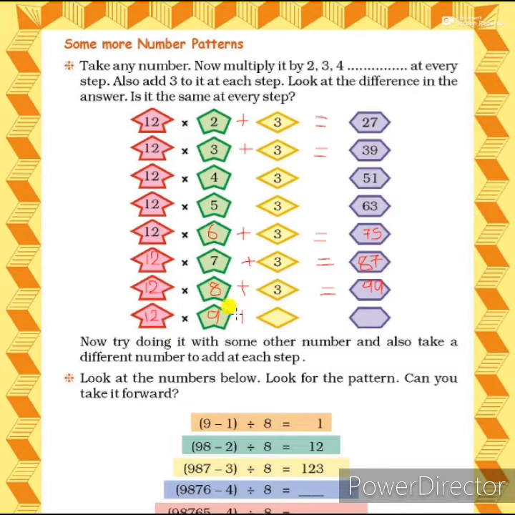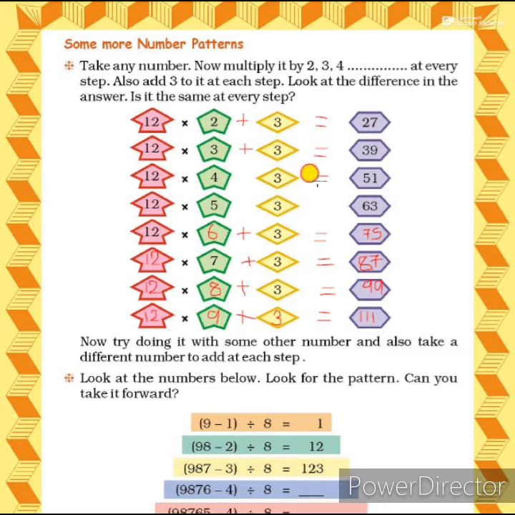In the first box write 12 multiplied by 9, plus 3. 12 multiplied by 9 is 108, plus 3 is 111. In this way we can complete the pattern.